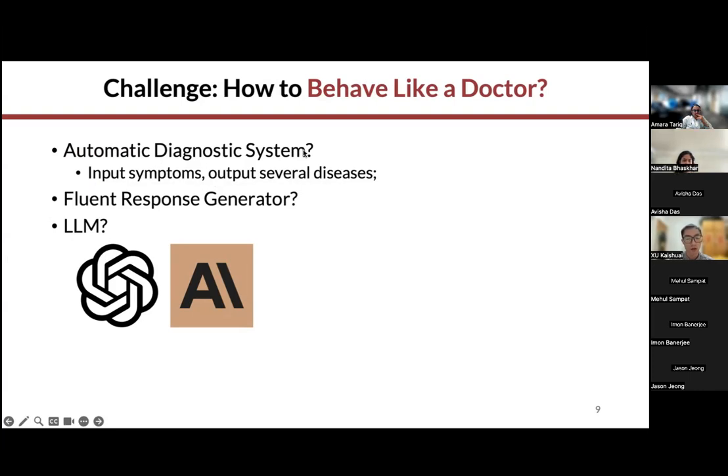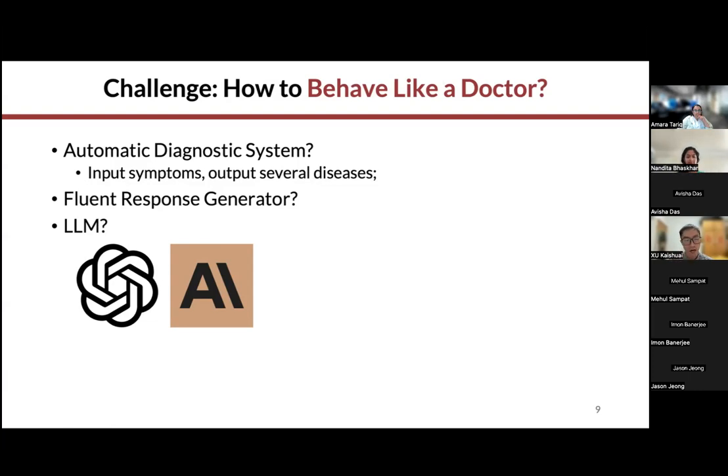Actually, it is an old topic or old task, maybe from the 1980s. The input is a symptom or a series of symptoms, and the output is several diseases or diagnoses. However, these systems cannot actually communicate with the patient. The interaction with the patient is the symptom. However, patients have difficulty describing their real symptoms. It is a common scenario, right?